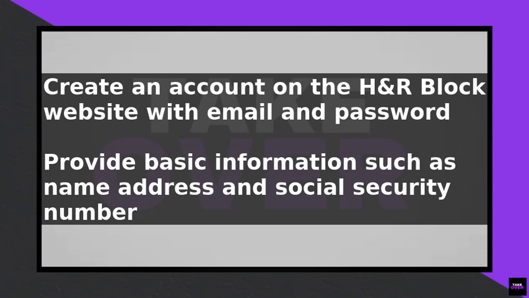First, you will need to create an account on the H&R Block website. To do this, go to the H&R Block website and click on the Sign Up button. Enter your email address and create a password. You will then be asked to provide some basic information such as your name, address, and social security number. Once you have created your account, you can start the tax filing process.